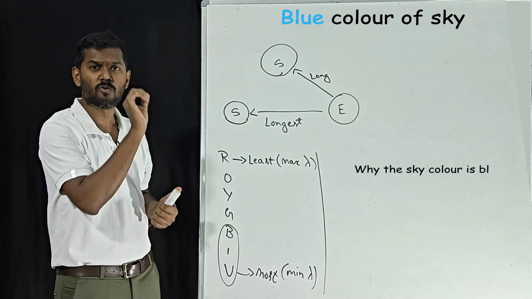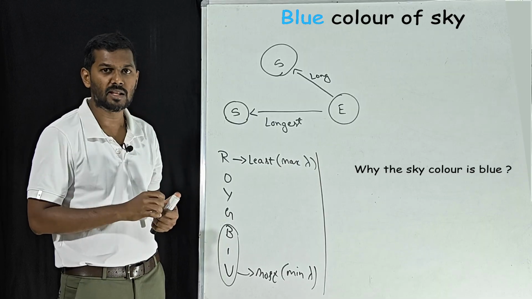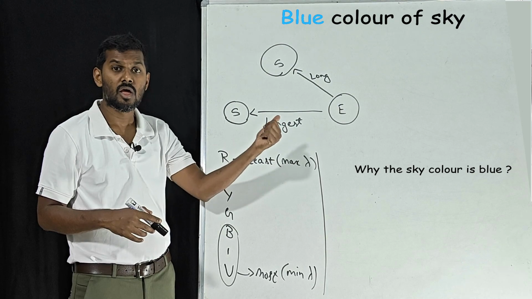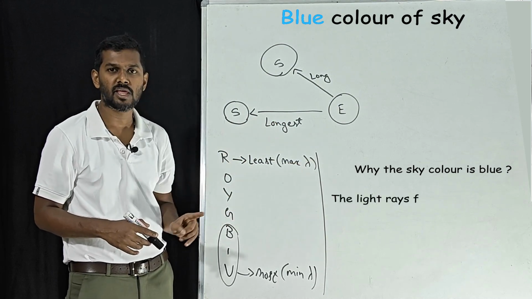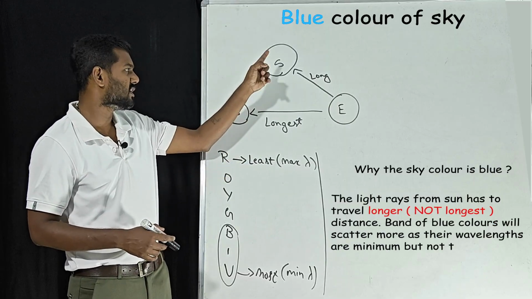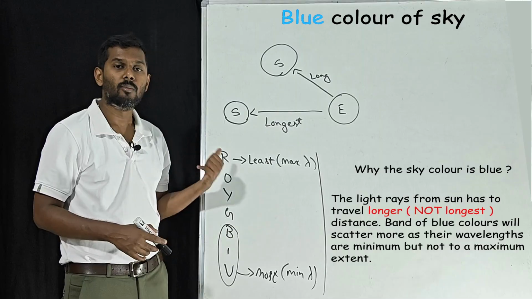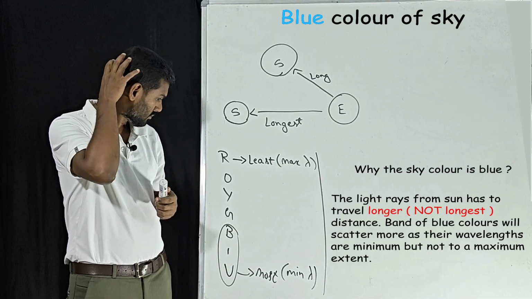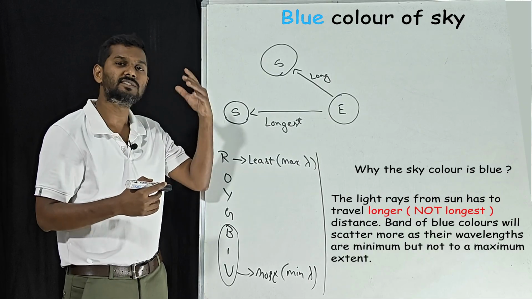Now the question is, why is the sky color blue sometimes? This is how you're going to answer. As the distance between the sun and the earth is longer, not the longest, you have to use the word longer. This is how you're going to write in the exam. As the distance between the sun and the earth is longer, blue color light will start scattering. Blue color light will get scattered.